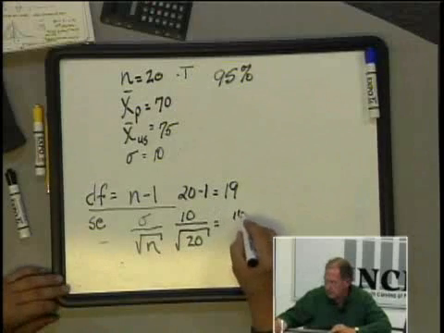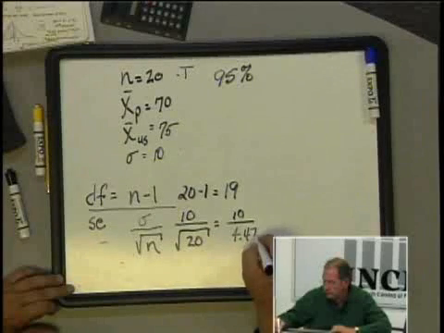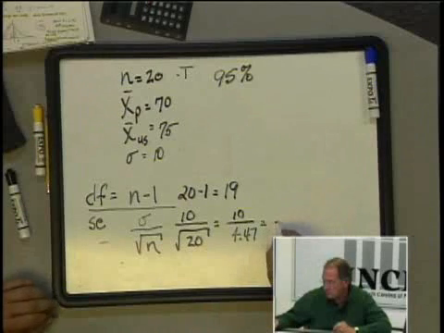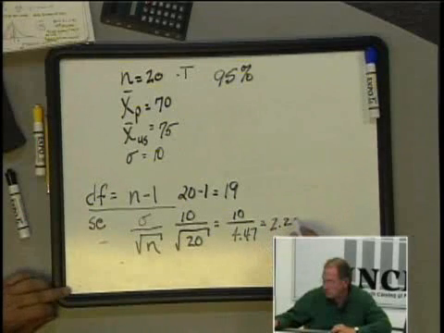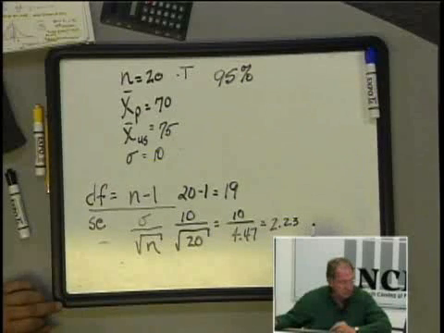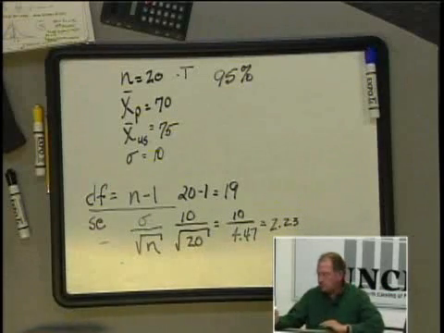So this would be 10 divided by 4. What is it? 4.47. And that's going to equal 2.24. 2.2. Let's make it 2. I have in my notes 2.23. So can we keep it that way? Is that close enough? 2.23.